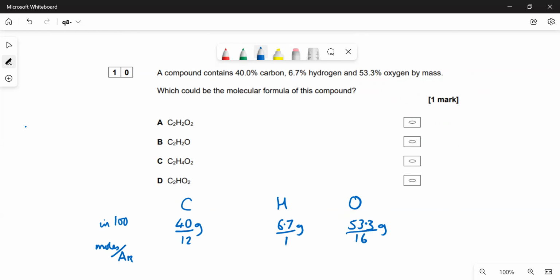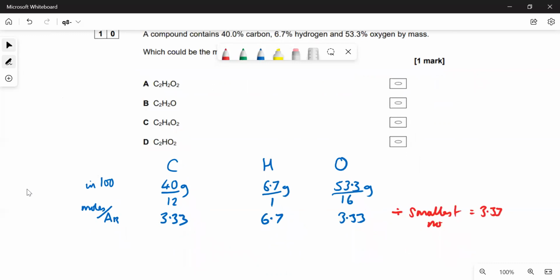That gives us 3.33, 6.7, and 3.33. So then we divide by the smallest number we've got to simplify the ratio. The smallest number we've got is 3.33. So 3.33 divided by itself is 1, 6.7 divided by that is 2, and that's 1.